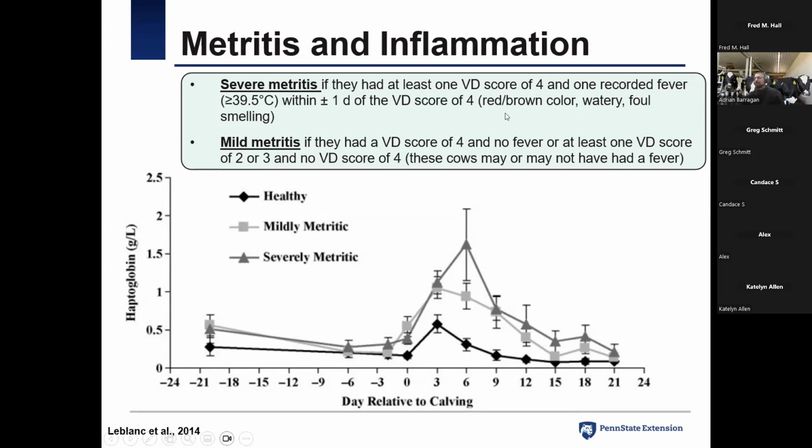And I just put in here the definition because it's so different between all the studies. So in this study, they considered severe the cows that have a score of 4, which is red-brown color, watery, and fetid or foul smelling, with a fever, right? And mild metritis was cows that had no fever. So they have a vaginal discharge score of 4, but no fever, okay?